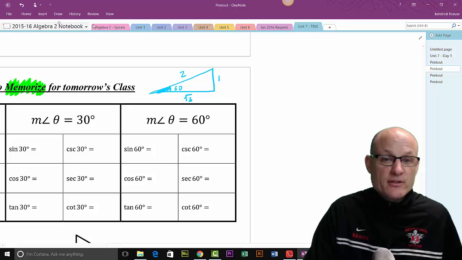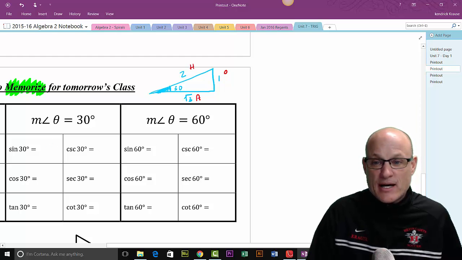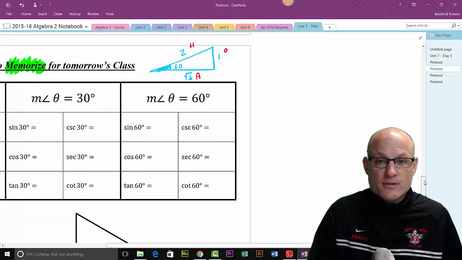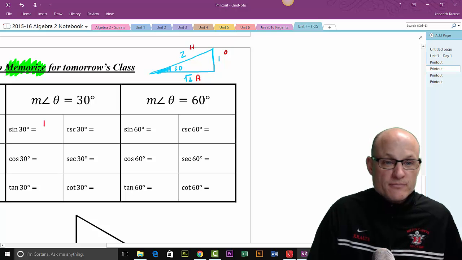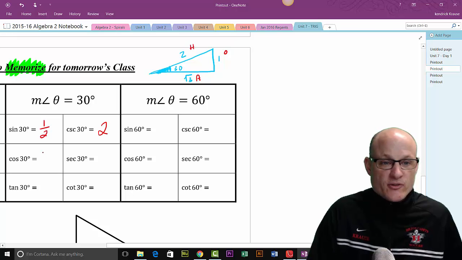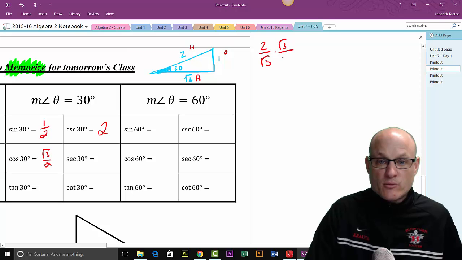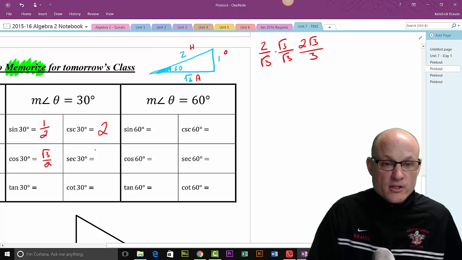We're going to label it opposite, hypotenuse, and adjacent. So sine is opposite over hypotenuse, which is 1/2. Well, let me just flip that around. That's 2. This is the square root of 3 over 2. And we already did that. If we take the reciprocal of that, it's 2 over the square root of 3. You multiply by radical 3 over radical 3. And you get 2 radical 3 over 3. So 2 radical 3 over 3.